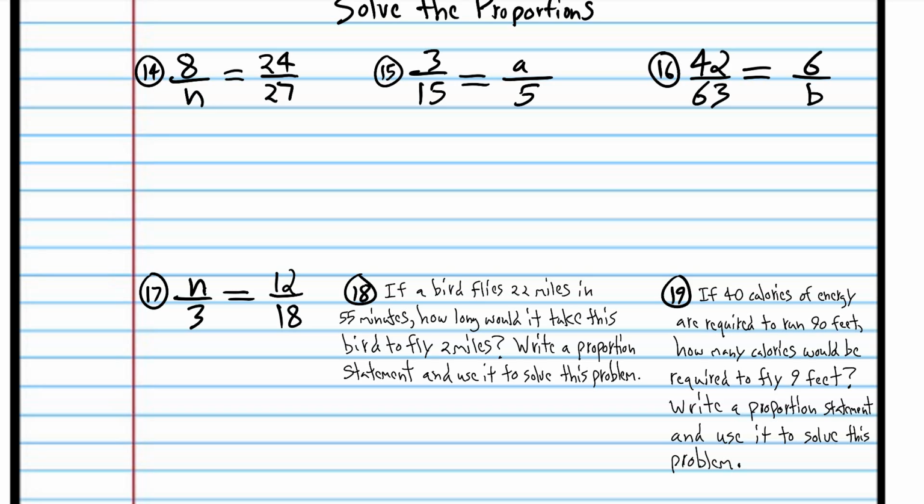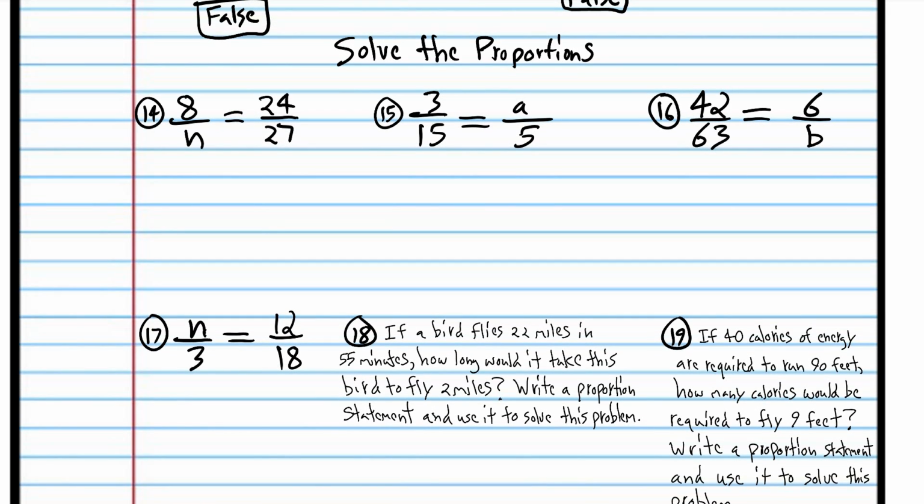So here's how we do this. Again, we're looking for this missing number. We don't know what n is. We're trying to figure out what it is, and we're assuming that the equation is true. The proportion is true. So here's what we do in these particular problems. There's actually 3 different ways to solve these problems. Actually, there's probably more than 3, but there are 3 variations of these problems that I'm going to show you.